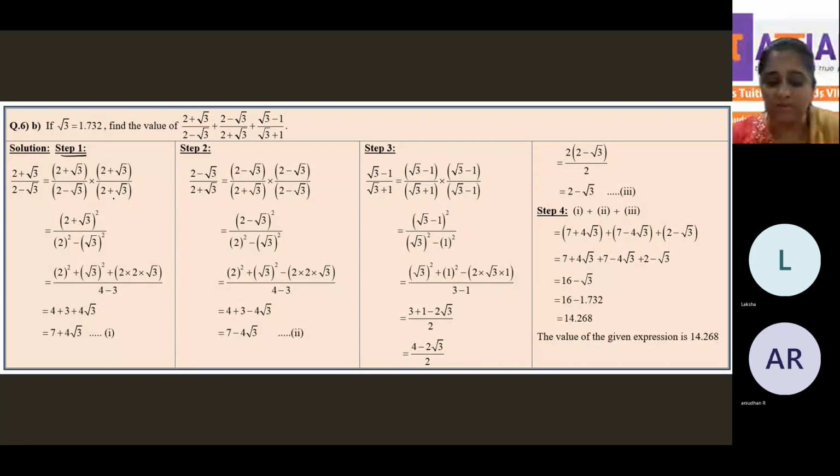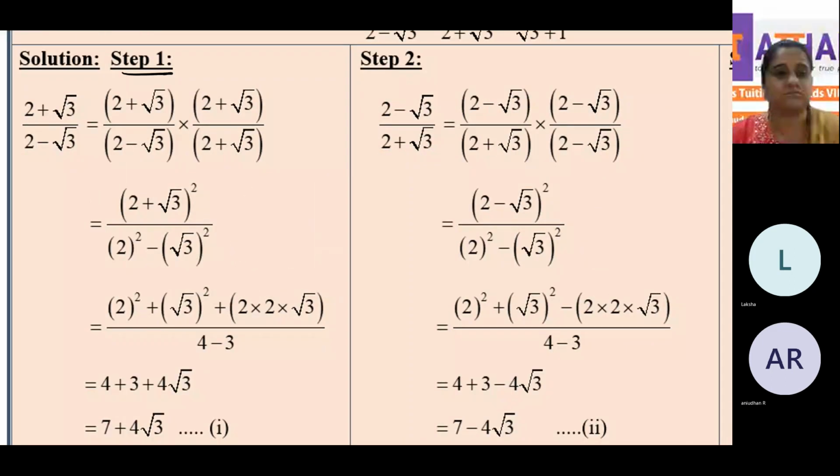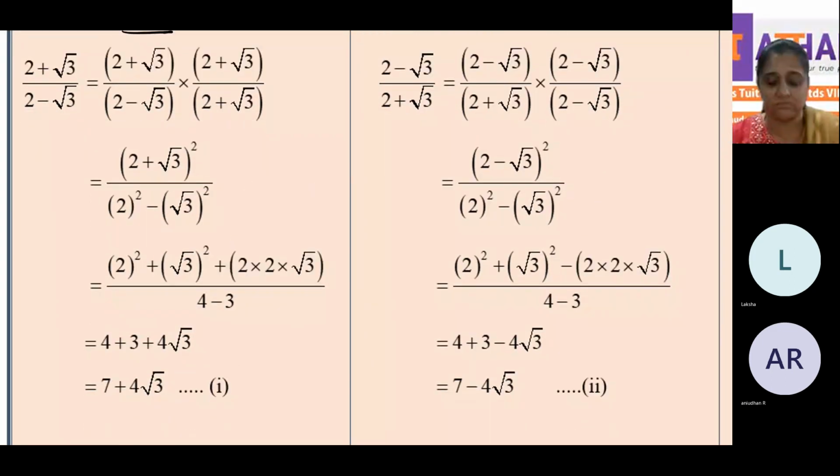I'll just zoom it, but I cannot annotate. So what do you see in step 1? I cannot write now because it's zoom. No, I cannot write. I can only show you.